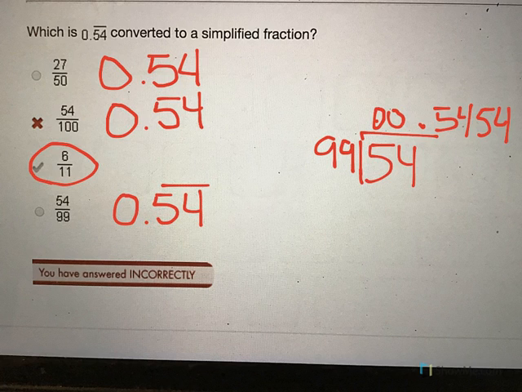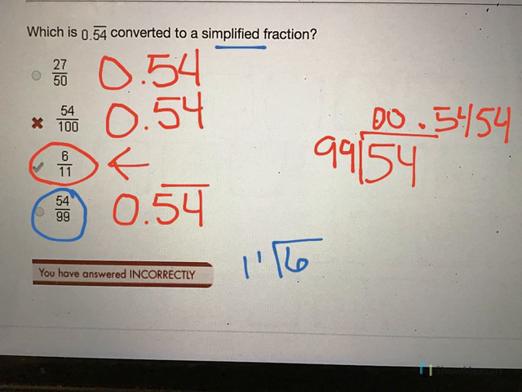So, Mr. Hewlett, they have a check here. Why isn't this one the answer? Well, keyword right here, simplified. This is not simplified, therefore it can't be the answer. 6 divided by 11 gives you 0.545454. It goes on forever, so we put the bar above it. But this one is, in fact, simplified. This is simplified, so that is the answer.